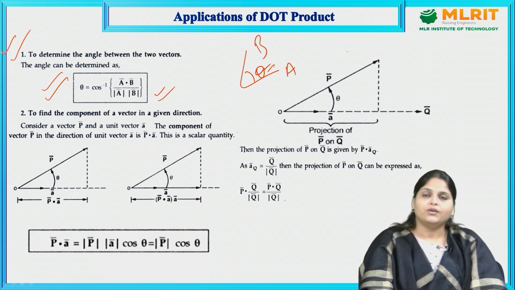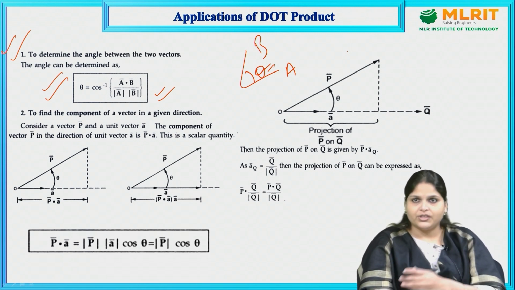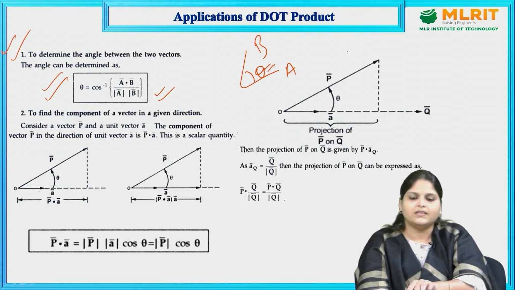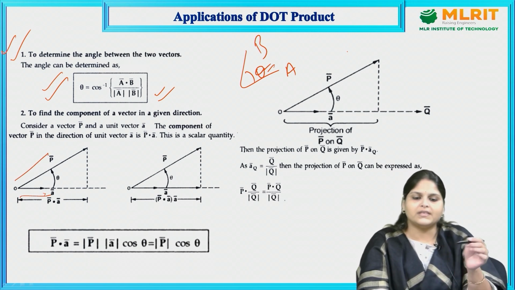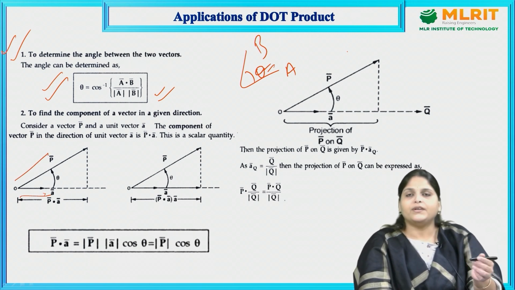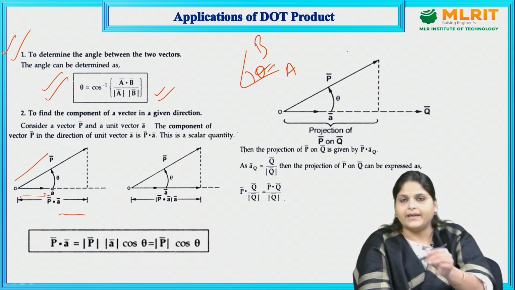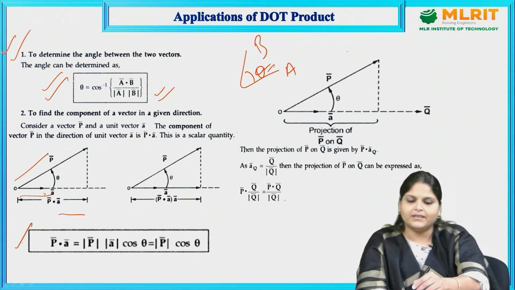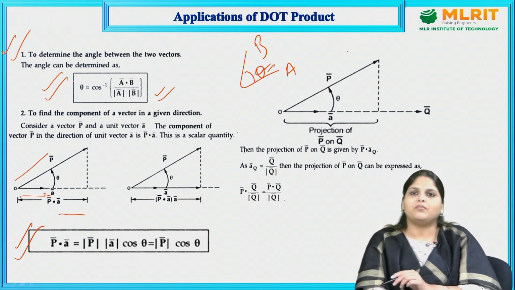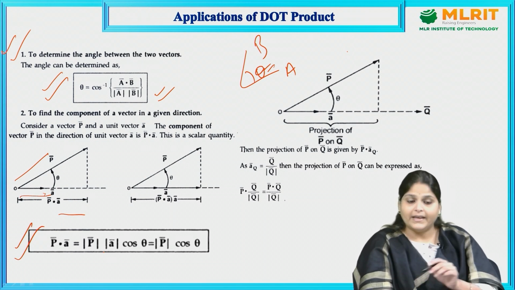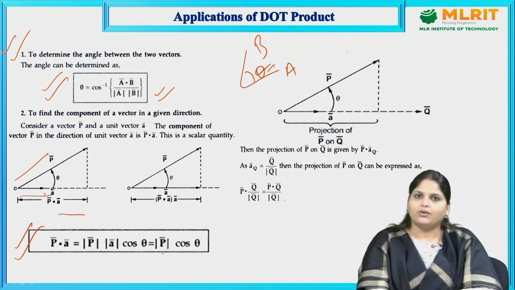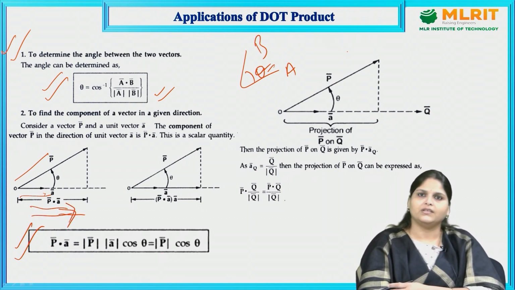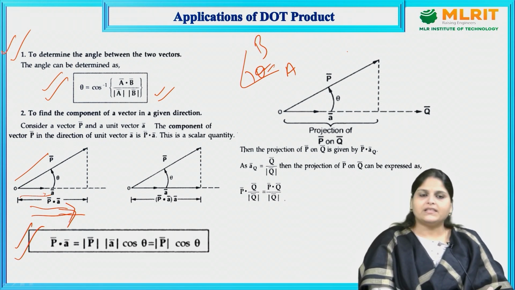The second one is to find the component of a vector in a given direction. This we also discussed on the previous slide, right? If you see here, we have two vectors. This is vector a, this is vector p. Now I want to find the component of vector p in the direction of unit vector a. So it can be written as vector p dot a. When you elaborate it, it becomes mod of p, mod of a, cos theta, and hence it becomes mod of p cos theta, because basically this is the component in this particular direction, right? Fine. So let's move to the next slide.